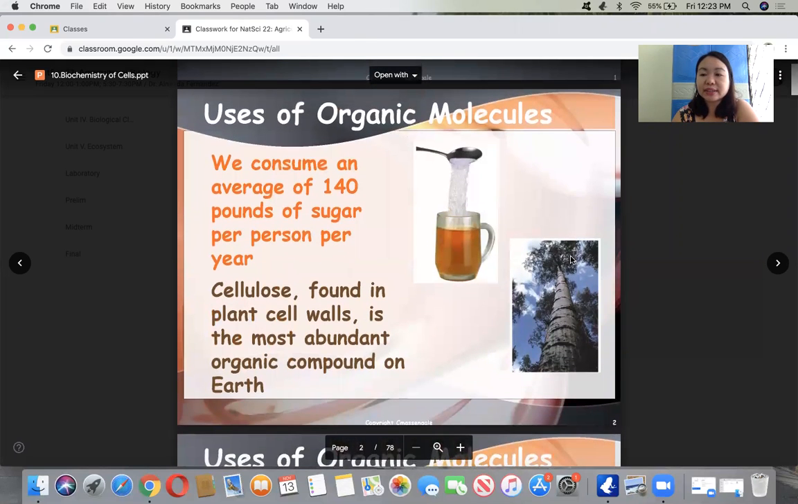First, we discuss the uses of organic molecules. We consume an average of 140 pounds of sugar per person per year. Can you imagine that? As we drink coffee, juice, and so on. And cellulose, found in plant cell walls, is the most abundant organic compound on Earth.